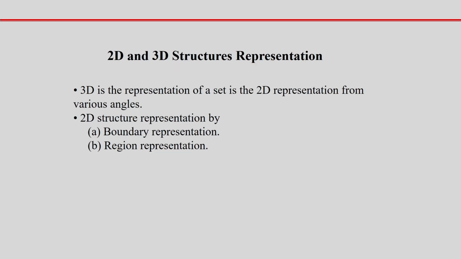So first is the 2D and 3D structure representation. What is the 3D structure? 3D is the representation of a set of 2D representations from various angles. So if I consider the 2D representation from various angles, then I can get the 3D representation. This 2D structure can be represented by considering the boundary and also by considering a region. So that means I am considering two image features: one is the boundary, another one is shape.